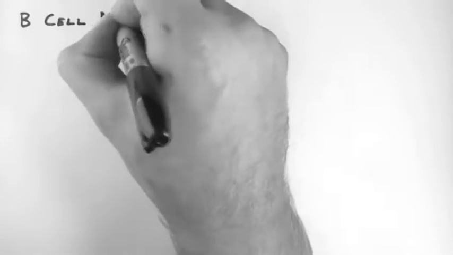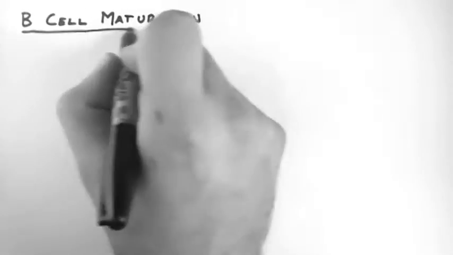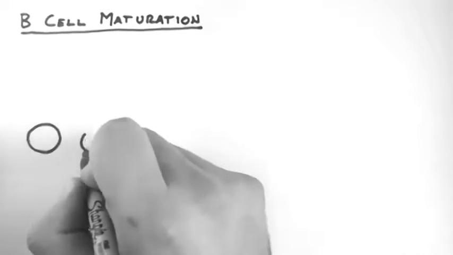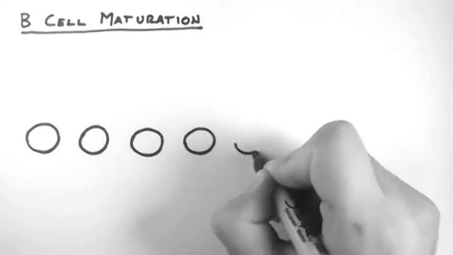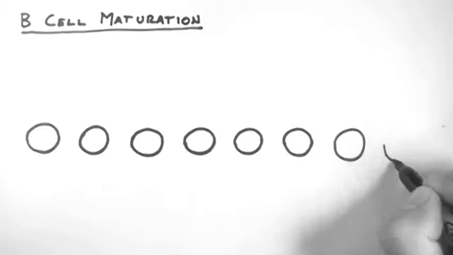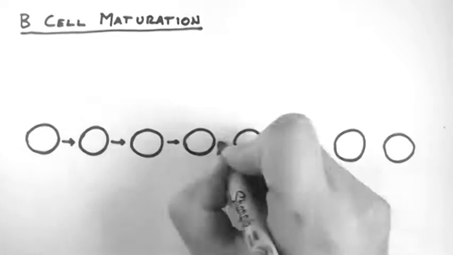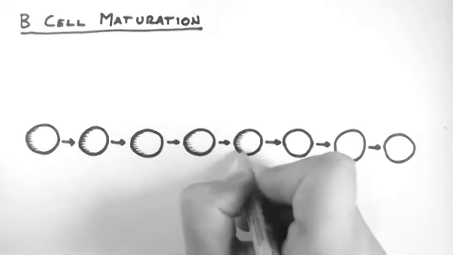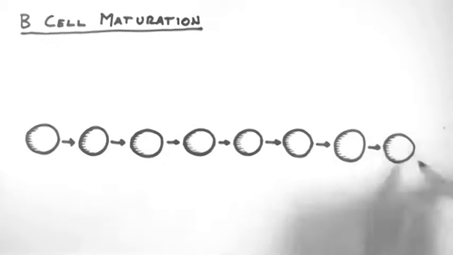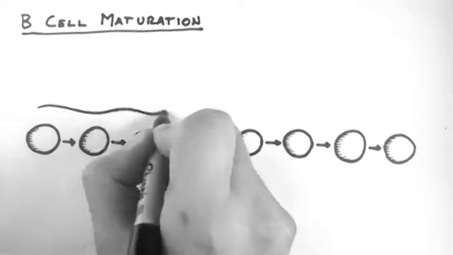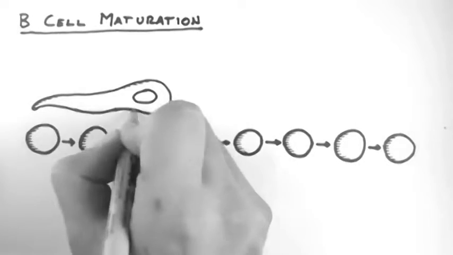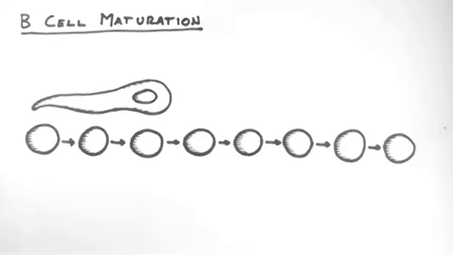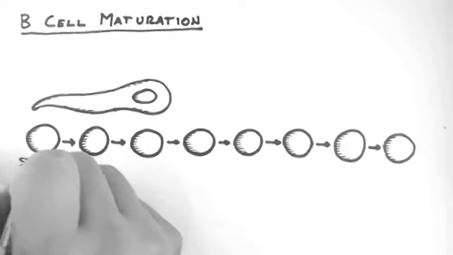Hi, in this tutorial I'm going to talk about the maturation of B cells. Now the first thing to recognize about B cells is that they go through various stages of development. So I'll begin by drawing up these stages. And during the process of maturation, a B cell will progress through all these stages. Now I'll label each stage.